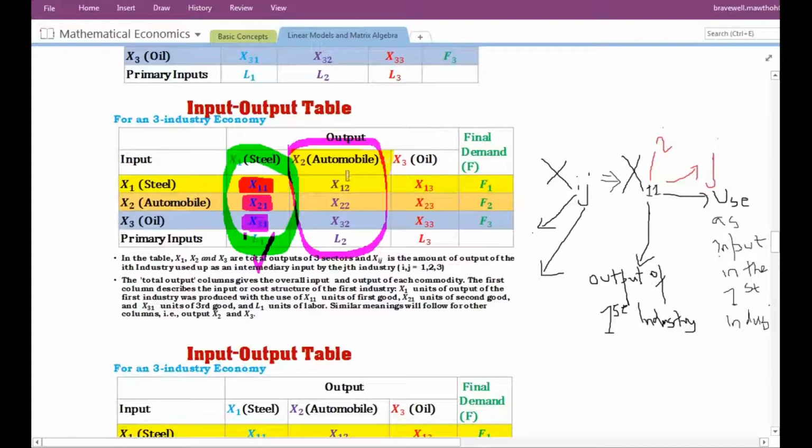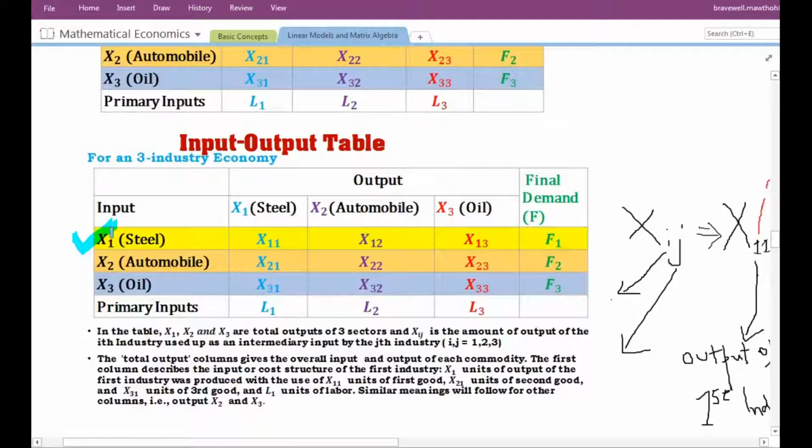If we look at the second column, it tells us that in the production of automobile, X12 unit of steel is used, X22 unit of automobile is used and X32 unit of oil is used along with its primary input, that is L2. In the same manner, if we look at the third column, it tells us in the production of oil, X13 unit of steel is used, X23 unit of automobile is used and X33 unit of oil is used along with its primary input L3.